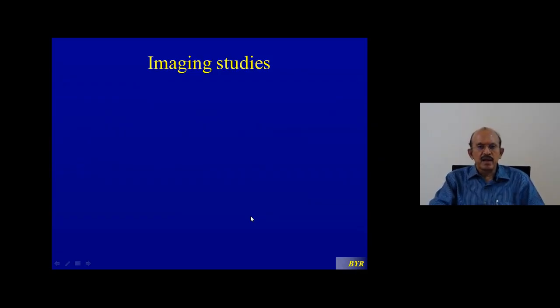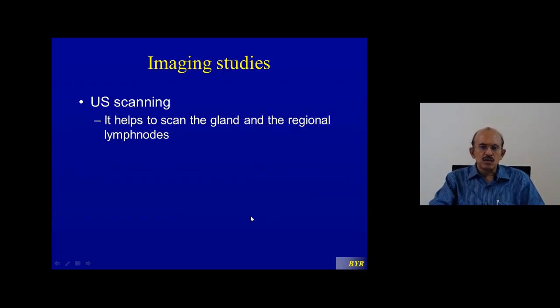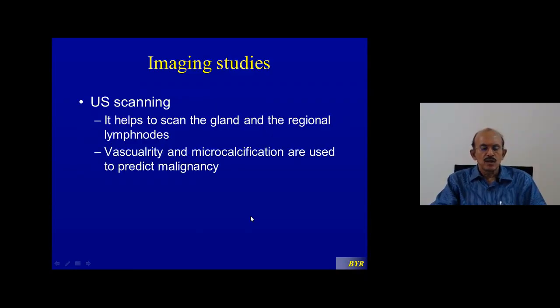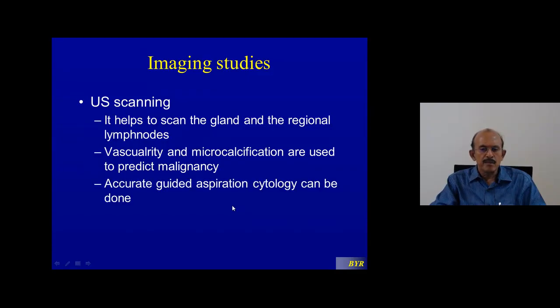Imaging studies for thyroid gland. Ultrasound scanning helps to scan the gland and the regional lymph nodes draining the thyroid gland. You study mainly for the vascularity and microcalcification. Whenever there is microcalcification with increased vascularity, that is a sign of malignancy. Scanning also helps to guide the aspiration cytology. Where the nodule is, you can make out and aspirate directly from the nodule.